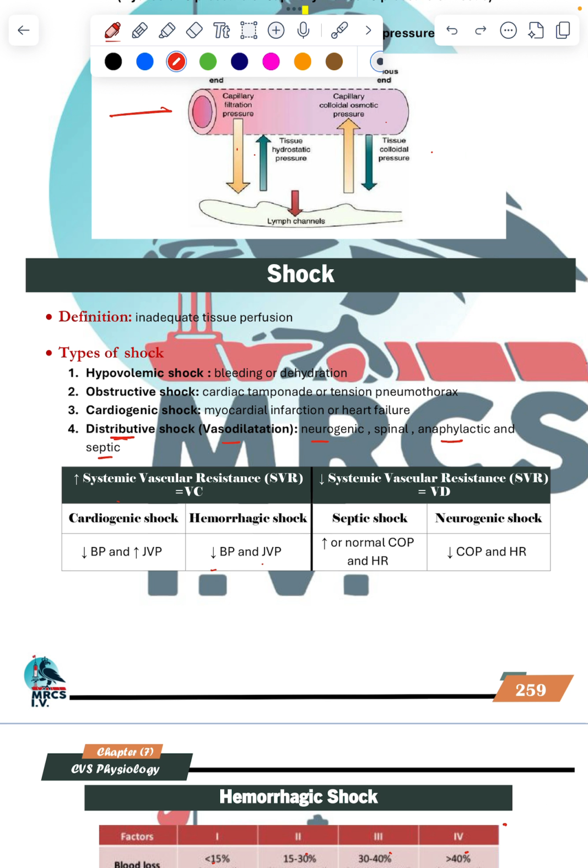Definition: inadequate tissue perfusion is defined as shock. Different types of shock: hypovolemic, where the volume of the blood goes down, either in hemorrhage, dehydration, or less blood because of any other condition. Obstructive shock means the heart is not pumping, there may be compression of the heart, tension pneumothorax or cardiac tamponade. Cardiogenic means there is pathology in the heart muscle itself, such as myocardial infarction or heart failure. Distributive means the fluid is distributed all over the body. If there is generalized vasodilatation, the fluid is distributed. It may be found in neurogenic, spinal, anaphylactic or septic shock.